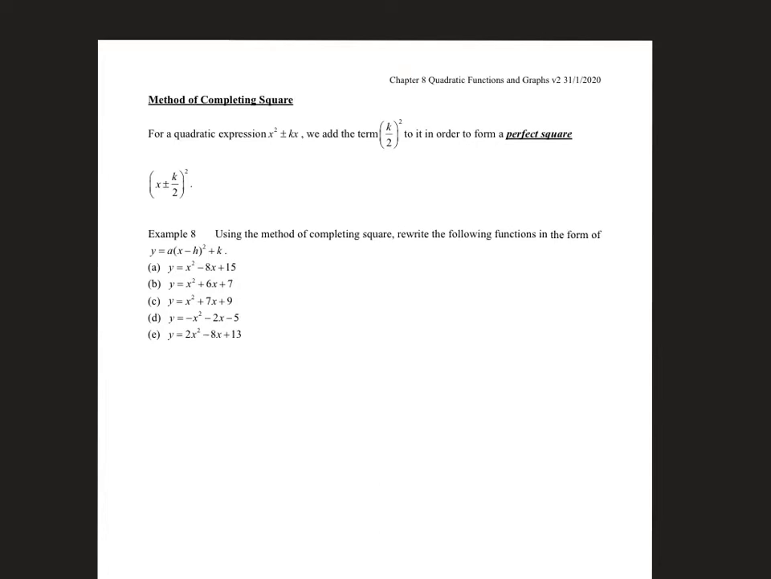In this part, we are going to see how we can change ABC form, that means y is ax squared plus bx plus c, changes to y is a bracket x minus h squared plus k. The method has a name, it's called the method of completing the square, which is a very commonly asked method in HKDSE.